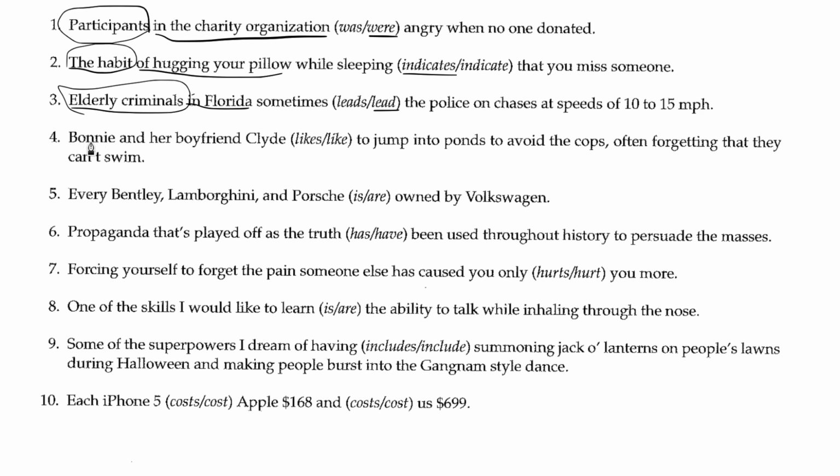Number 4: Bonnie and her boyfriend, Clyde, like to jump into ponds to avoid the cops, often forgetting that they can't swim. So again, who's doing the verb? Who like or likes? Is it Bonnie only, or Bonnie and her boyfriend, Clyde? It's Bonnie and her boyfriend, so they are plural. So Bonnie and her boyfriend like. I think this one was obvious.